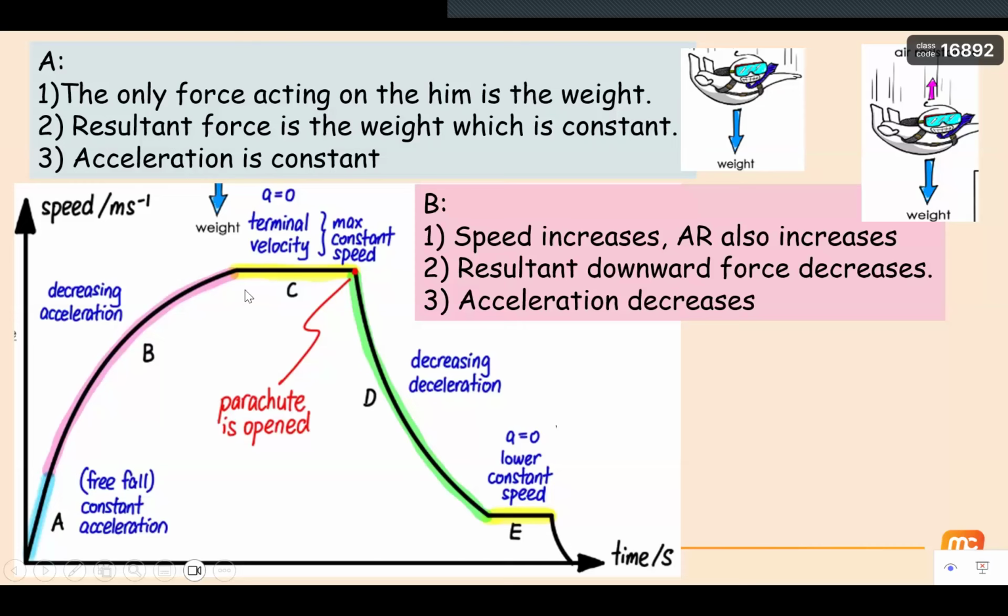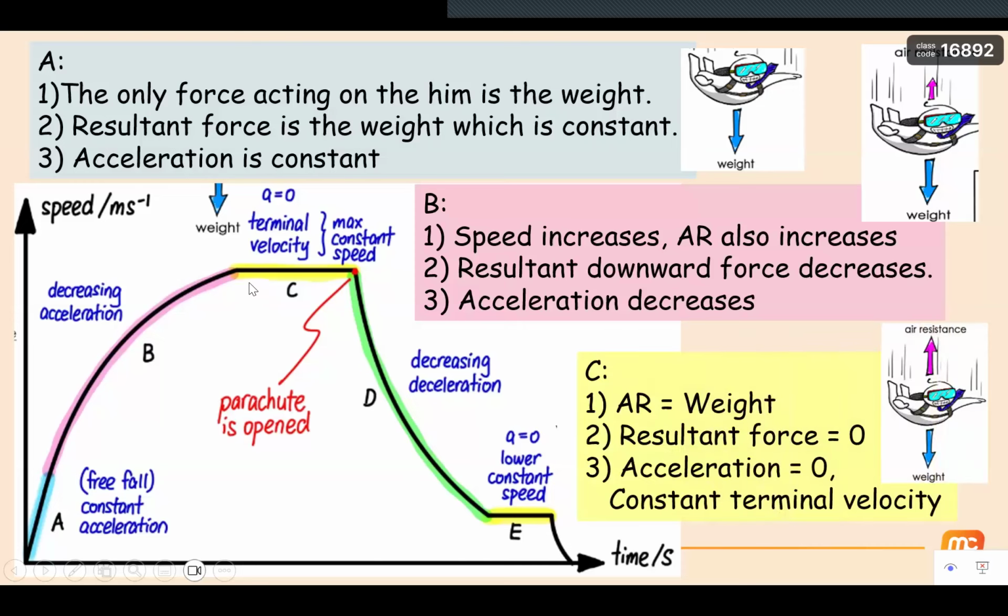And then eventually it will reach a point C. At point C, it's a very special case whereby the speed of the parachutist is so high that the amount of air resistance will now be equal to the weight. When this happens, the individual forces acting on him are air resistance and weight. Air resistance equals weight. The second point, you need to mention the resultant force. So the resultant force acting on this parachutist is 0.